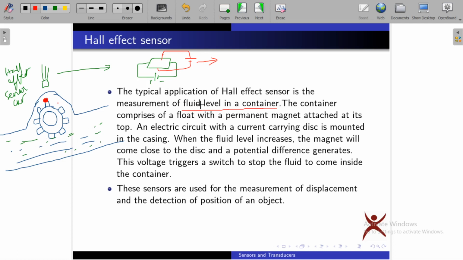This is one of the applications of the Hall effect sensor. These sensors are used for measurement of displacement and direction and the detection of position of an object.